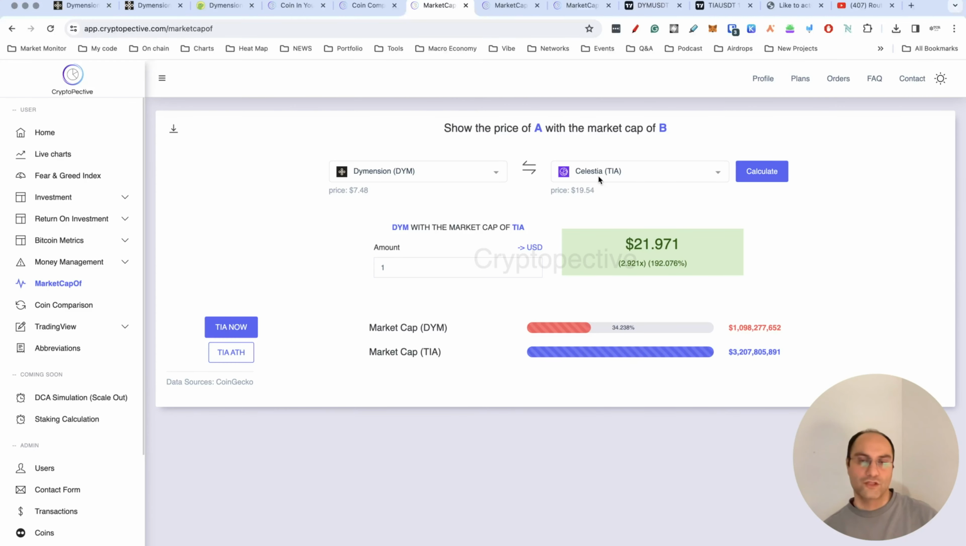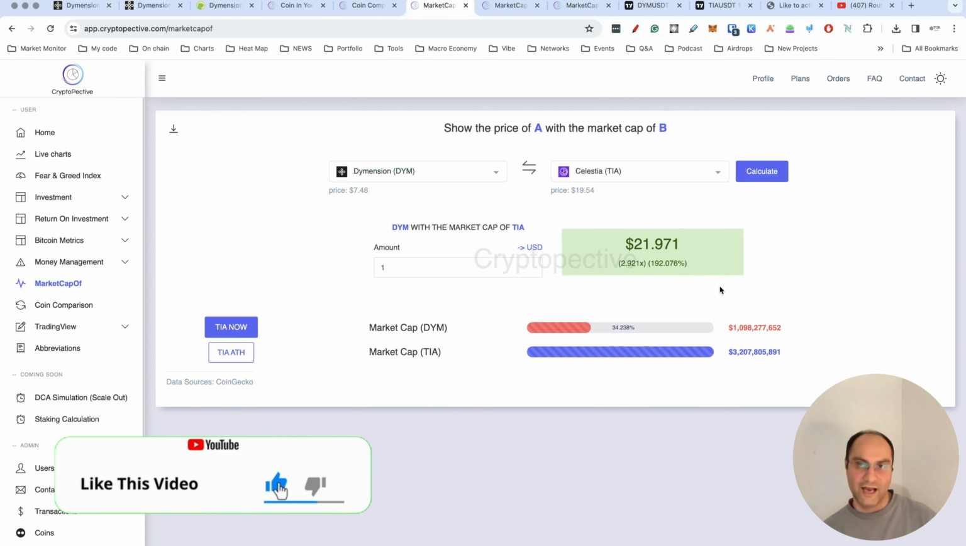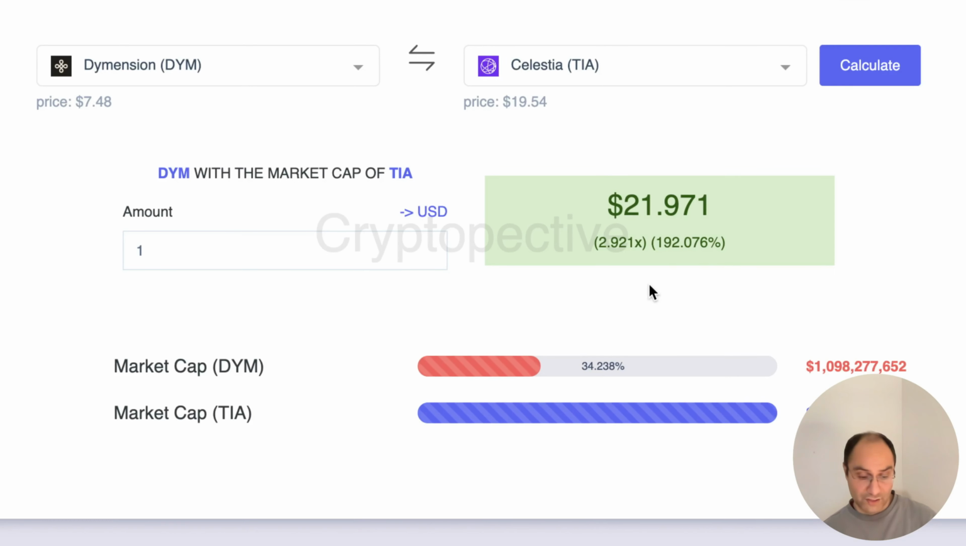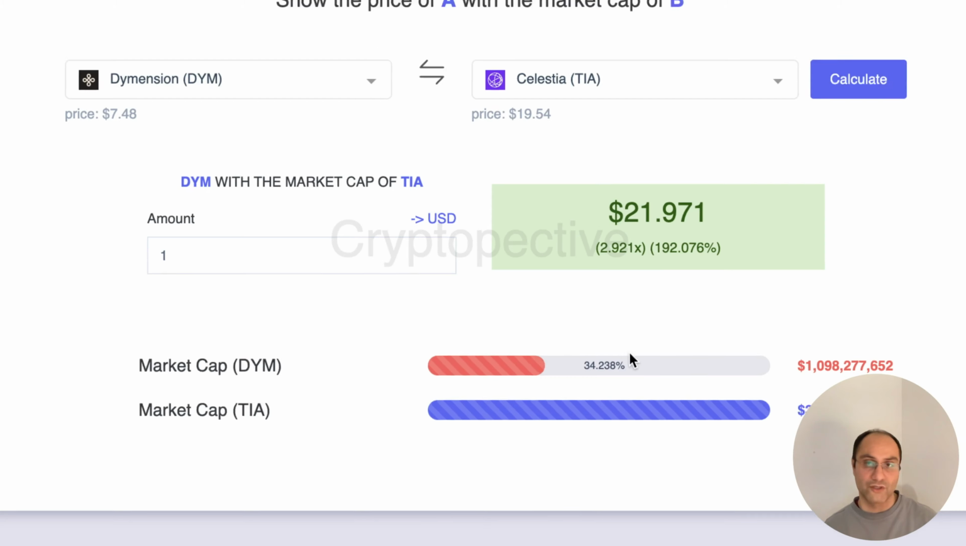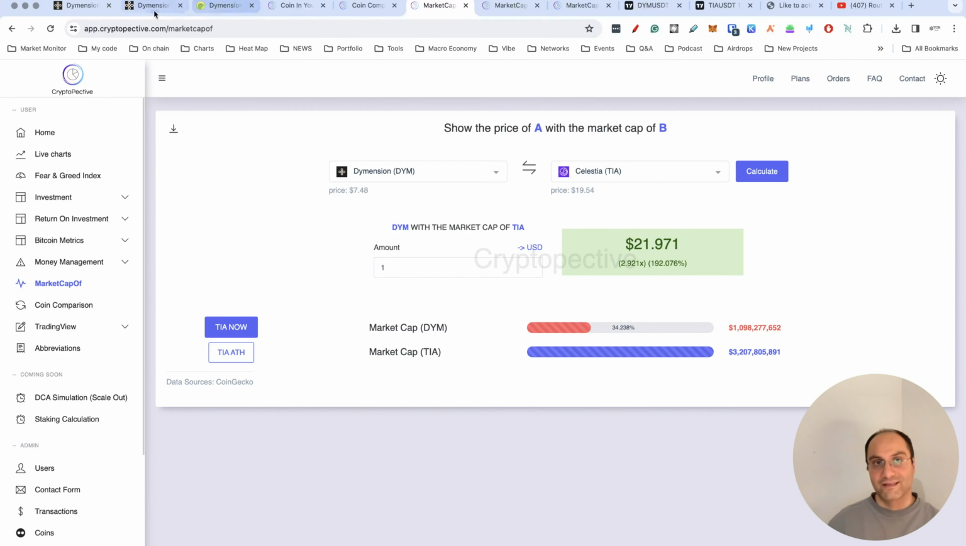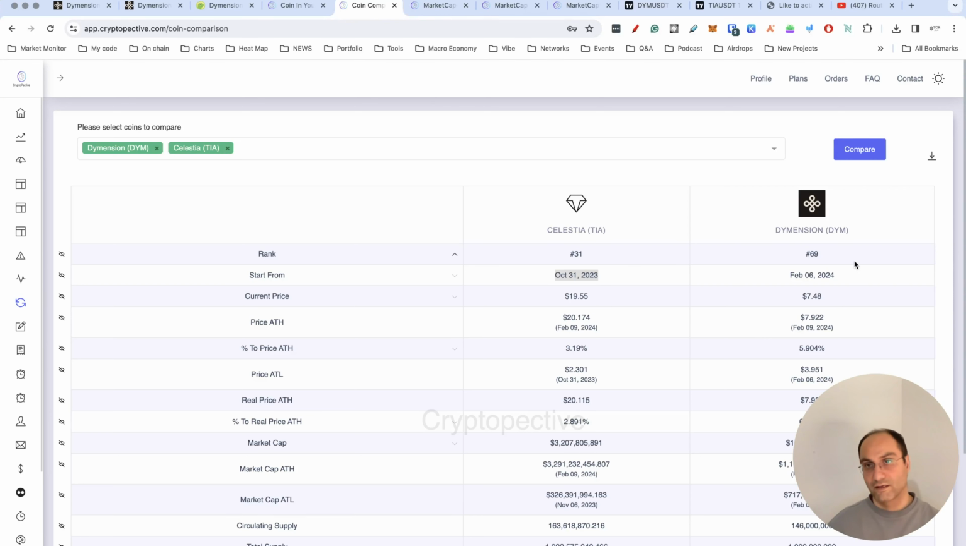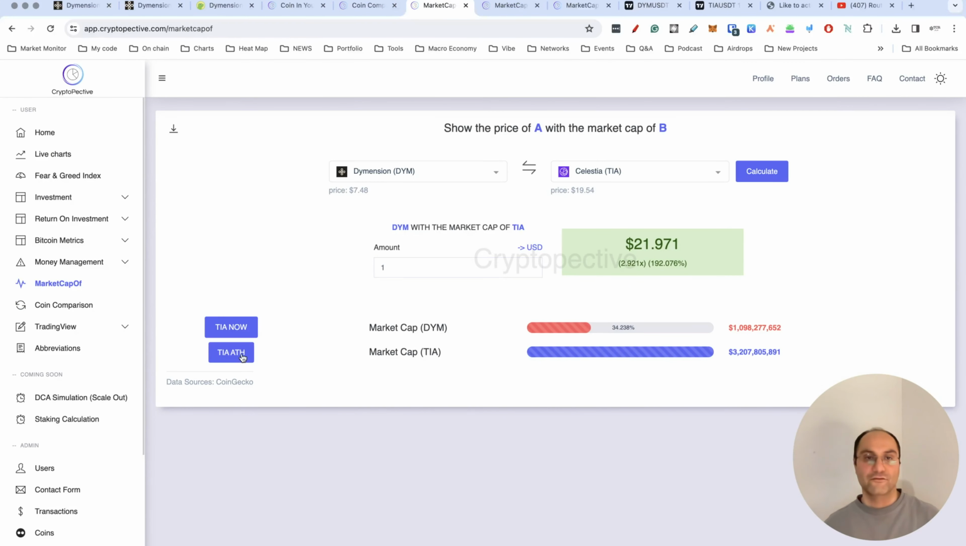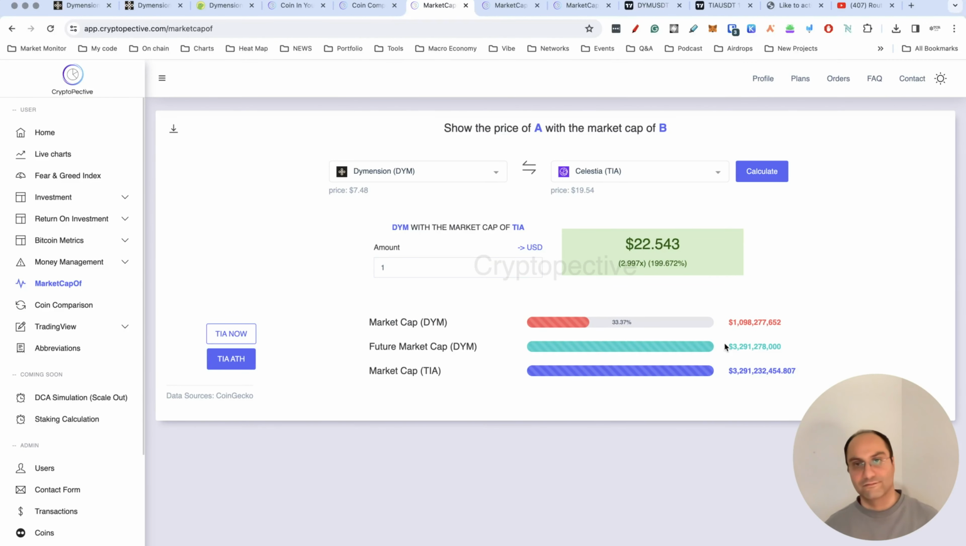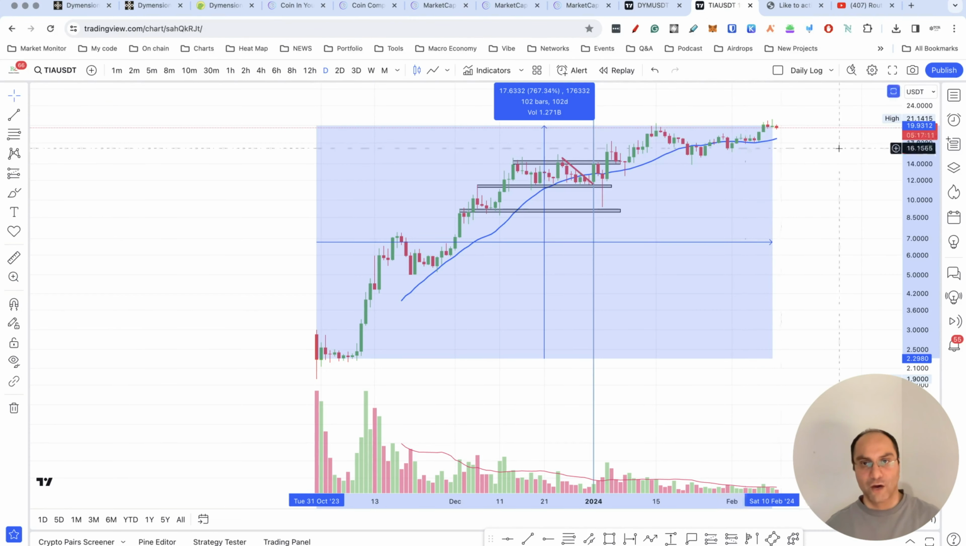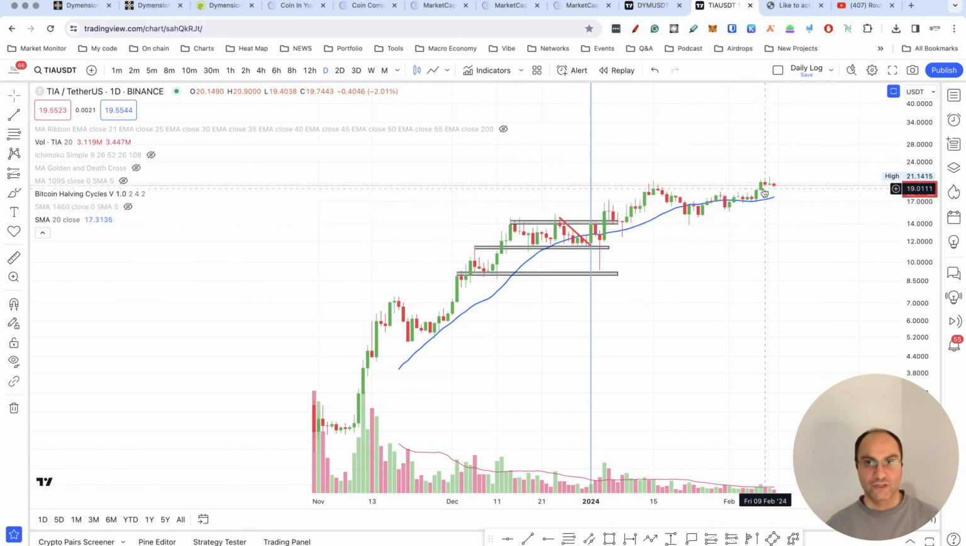If this one wants to repeat the same story with the TR current market cap, we can expect to see only a 192% gain, and it can go to almost $22. The reason behind this is that when TR was listed, the ranking was not as high as Dymension's. But if you want to see the TR with the all-time high, the TR is around the all-time high. That's why we cannot see that much difference.